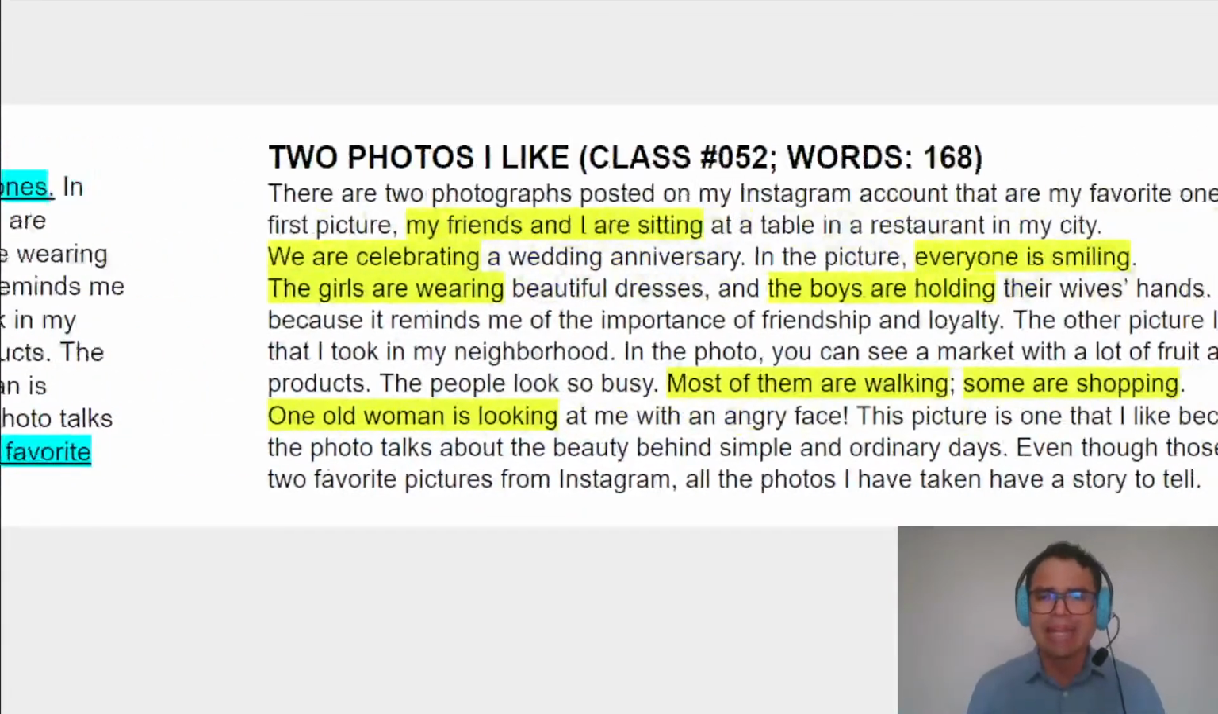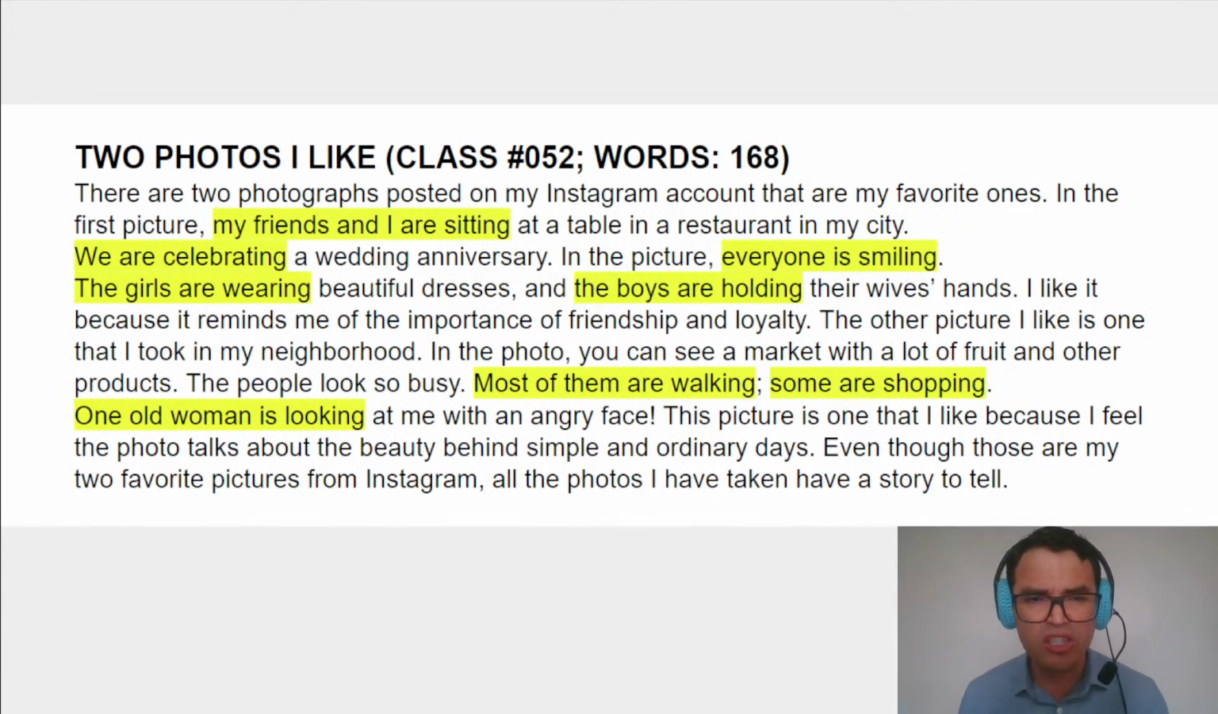All right? Now, do you see examples of the present continuous in this paragraph to talk about what is happening at the moment of speaking? Maybe when you mention what people are doing in pictures. Yes. Look at all the yellow parts of this paragraph. Number one, my friends and I are sitting. Present continuous. Subject, my friends and I. Verb to be, are. Verb ing, sitting. Next, we are celebrating. Subject, we. Verb to be, are. Verb ing, celebrating.